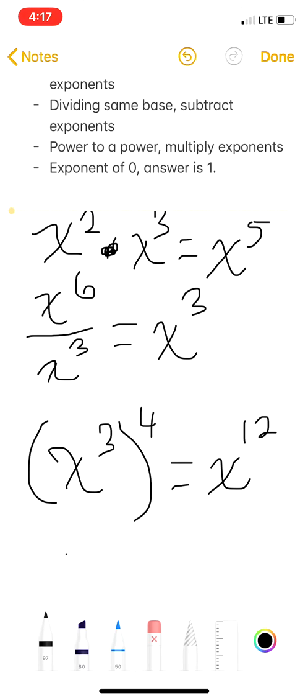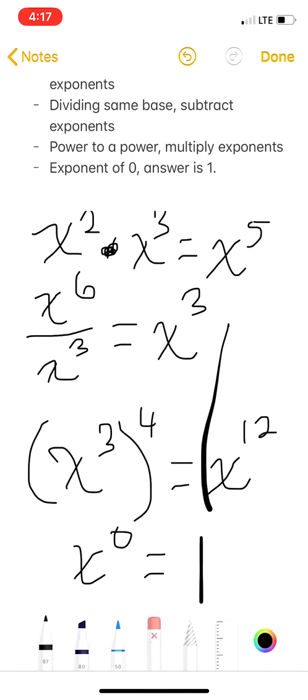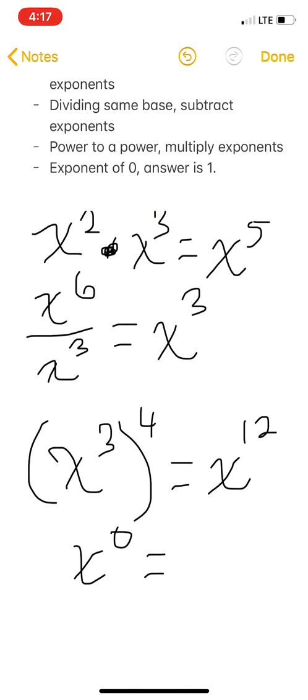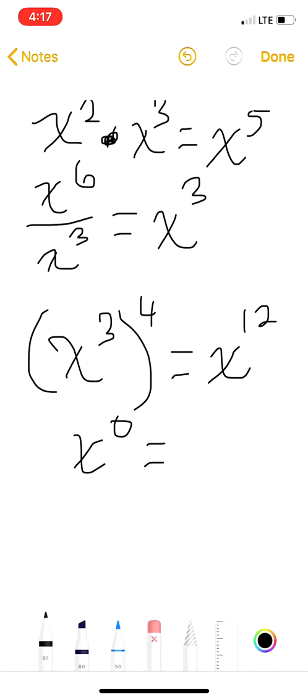Anything to the 0 power, so x to the 0 power, you get 1. Let me write that again. If it's a number to the 0 power, like 5 to the 0 power, 5 to the 0 power is also 1.